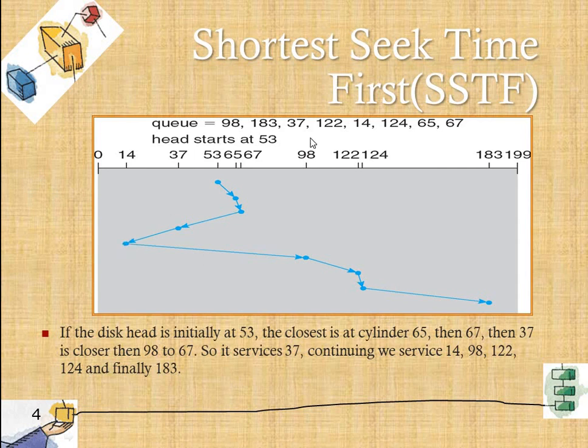From 14 we see whatever is left and whatever has the minimum seek time, that is 98. From 98 it is 122. From 122 the nearest or shortest seek time is 124, and then from 124 the final one is 183. So this is how shortest seek time first selects in such a way that the least movement of the disk arm is required from its current position. So this is how we have seen it.